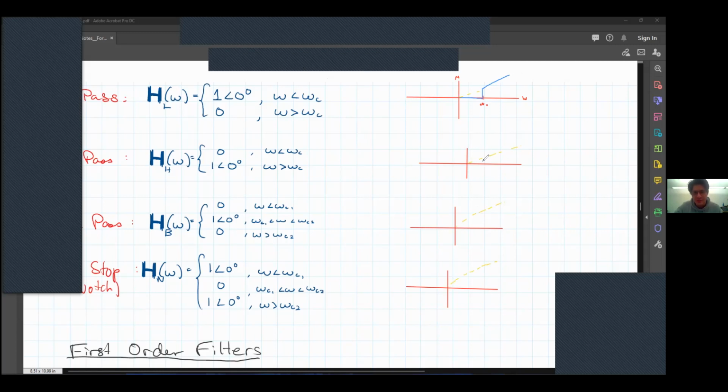And I'll set my cutoffs while I'm at it. Let's see. This one is 2 values. Let's see, omega 1 and omega 2. And here we have the same as well.